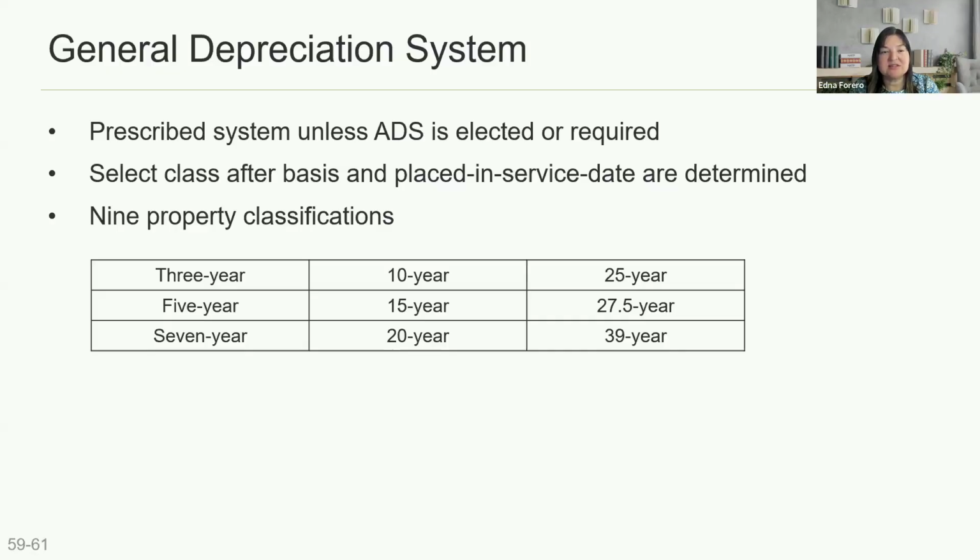So you're going to select a class after you figure out the basis and placed in service dates. There are 9 property classifications: 3-year, 5-year, 7-year, 10, 15, 20, 25, 27 and a half, and 39. There is another one, a 10th class of 50, but we often don't see that one. But there is some information in your book on those.